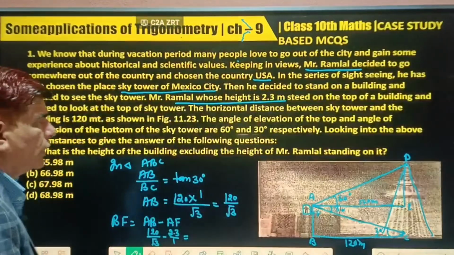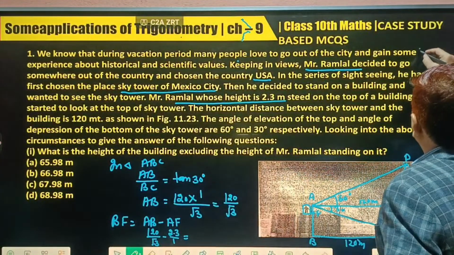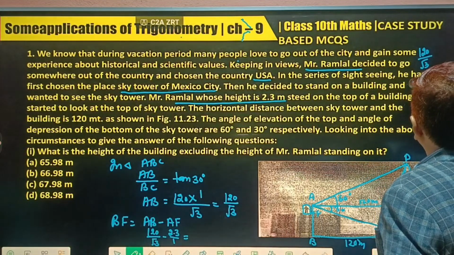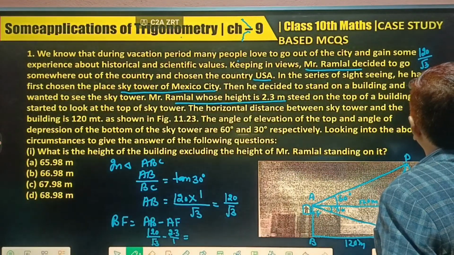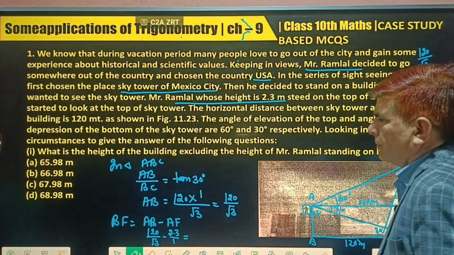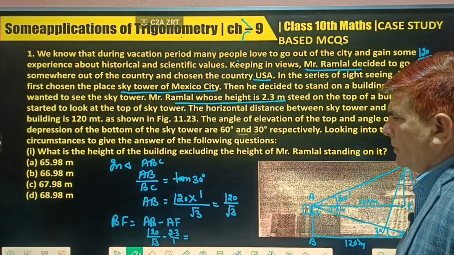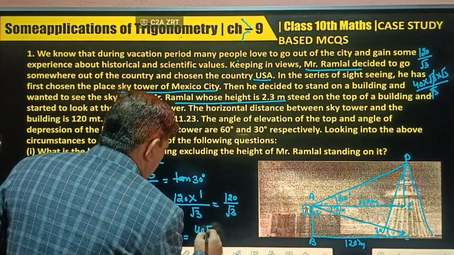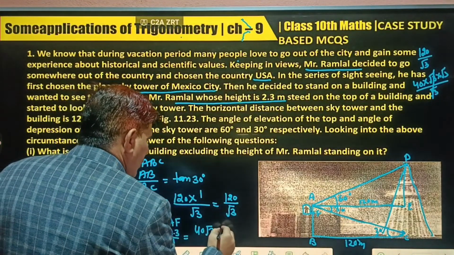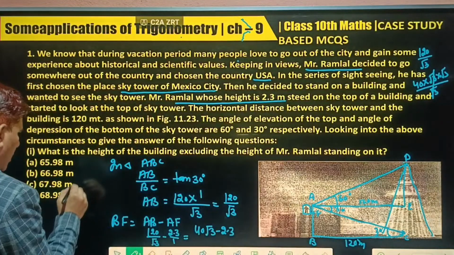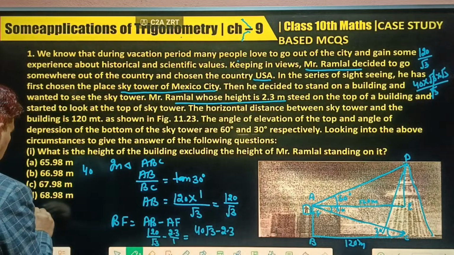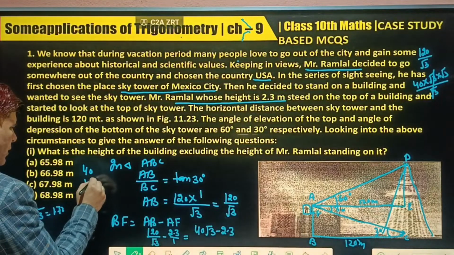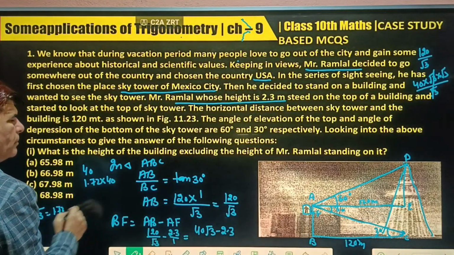What is coming? You can show it like this also: 120 by root 3. We can write this as 40 into root 3 into root 3, over root 3, so this cancels with this. So this becomes 40 root 3 minus 2.3. What is 40 root 3? Root 3 we can take as 1.72, multiplied with 40.